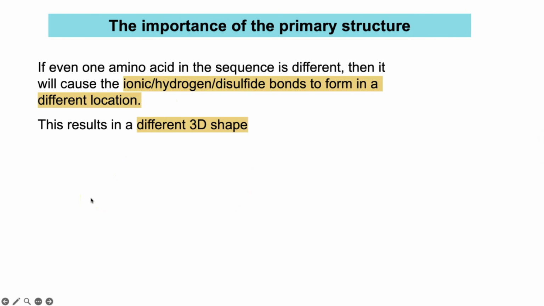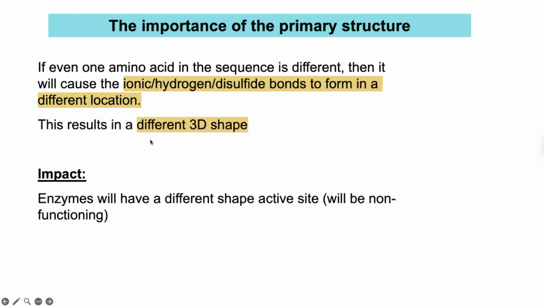So the importance of the primary structure here, which was our first one, that unique sequence of amino acids held by peptide bonds, is that even one amino acid being in a different position or different sequence will mean that the bonds that would form in the tertiary structure, so those ionic, hydrogen, disulfide bonds, would be in a different location. And that's because these bonds, ionic bonds, disulfide bonds, they occur between the R groups. So if you're moving the amino acids in the chain, you're moving where the bonds are going to form between the R groups. And if you have bonds in a different place, that causes a different folding shape, and that's why you end up with a different 3D shape.